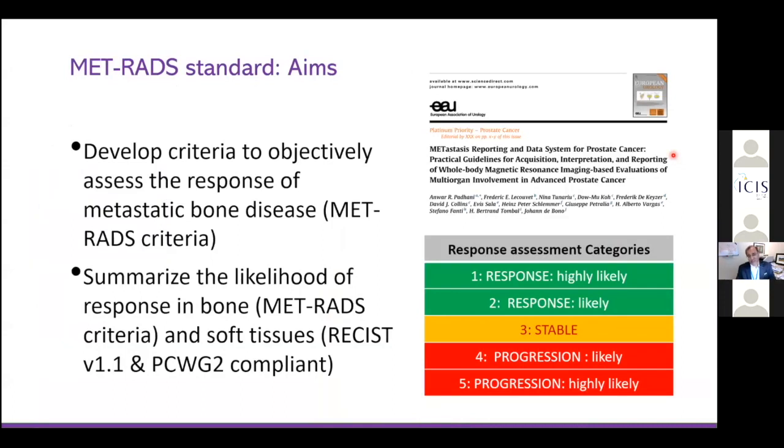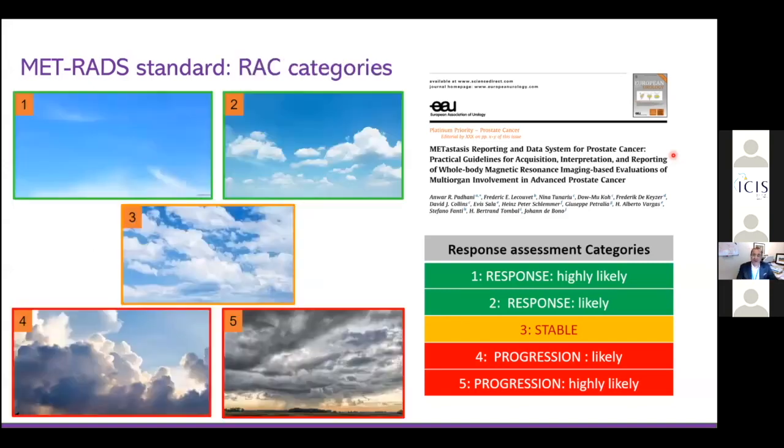So the second aim is to develop criteria that enables you to objectively assess the response of metastatic disease. So objective criteria for the assessment of response. And these are graded from 1 to 5 on a Likert scale. So green to red in this particular instance, where 1 represents response highly likely and 5 represents progression highly likely. So in other words, in this schematic, is it raining? Is the sun shining out there?